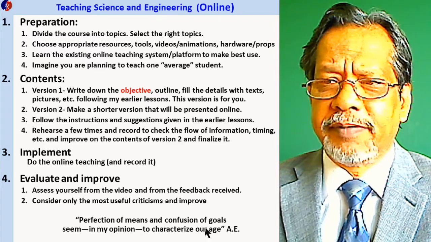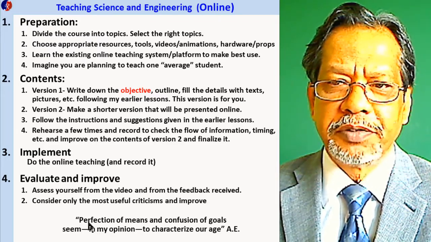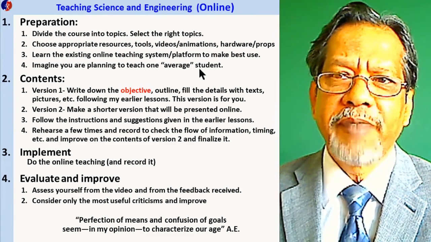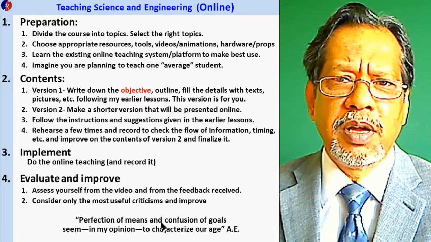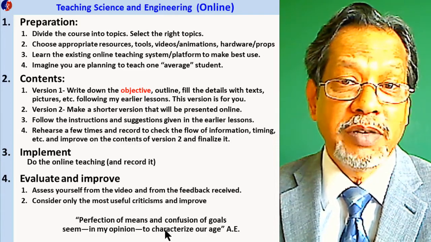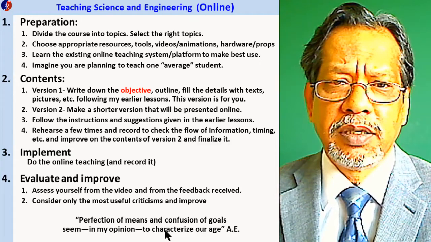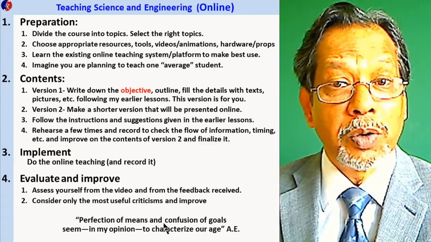Here is something from Albert Einstein. "Perfection of means and confusion of goals seem, in my opinion, to characterize our age." We use too fancy tools sometimes, very fancy tools, but our contents are not very good. We don't even know what we are trying to achieve. They look very nice, but it's got very little impact on the student. Okay? So do not focus too much on the tools, focus on the goal, please.